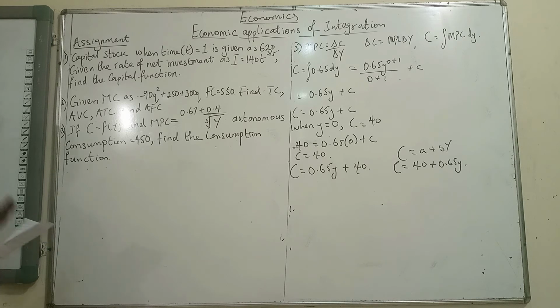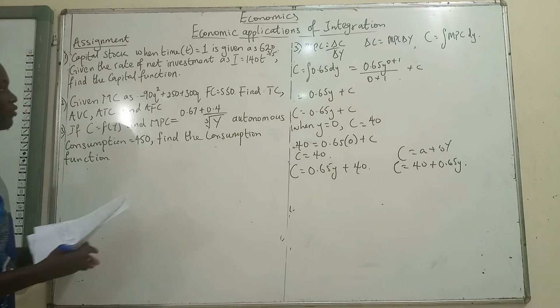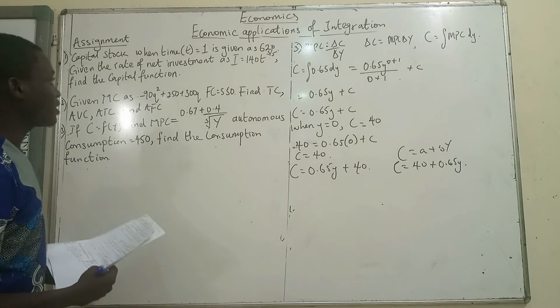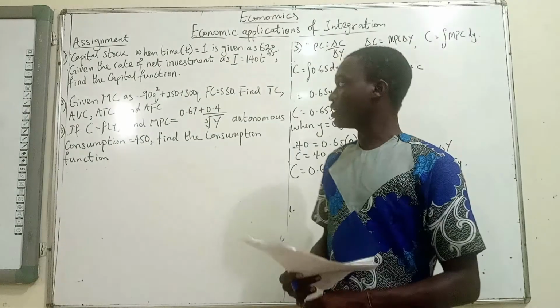Now number 3: if consumption is a function of income and MPC equals 0.67 plus 0.4 divided by the cube root of y, y being income, and autonomous consumption is given as 450, find the consumption function. Alright, if you can, please leave your answers in the comment section. Let us verify if what you've gotten is right or not.